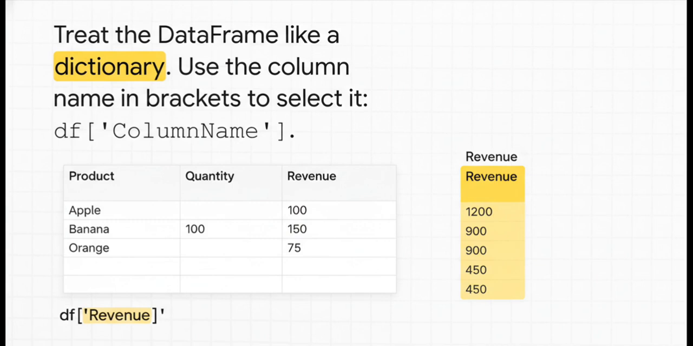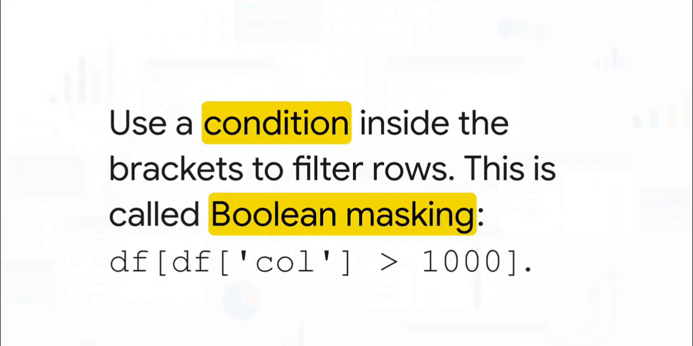Selecting a single column couldn't be easier. You just treat the data frame kind of like a dictionary, using square brackets and the column's name. When you do that, you pull out that entire column as a Pandas series, which you can then work on all by itself.